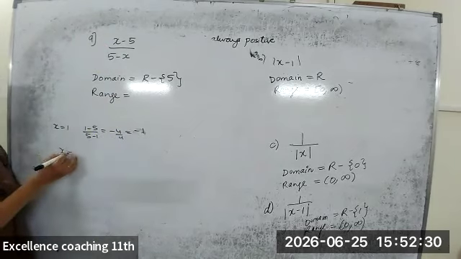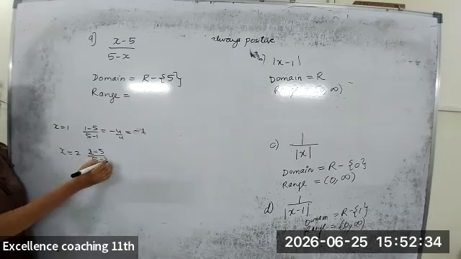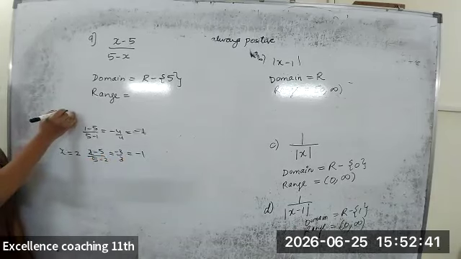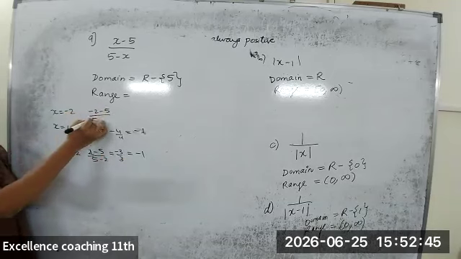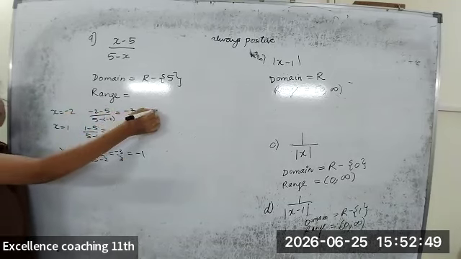Then let me take x equals 2. 2 minus 5 upon 5 minus 2. What will happen again? Minus 3 upon 3, which is minus 1. Let me take x equals minus 2, whatever. So minus 2 minus 5, 5 minus of minus 2. Minus 7 upon 7, which is minus 1.